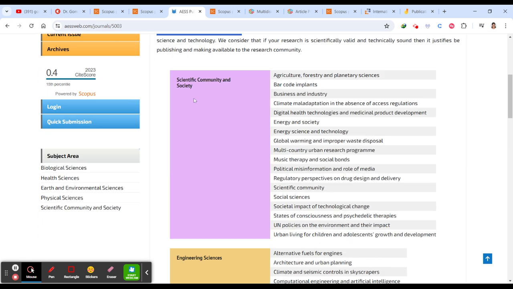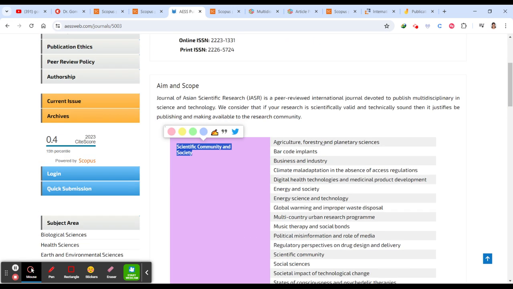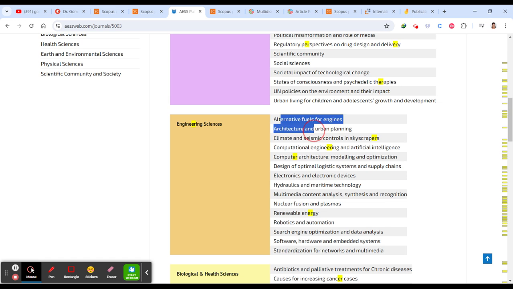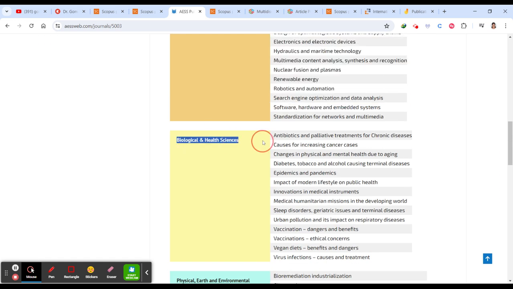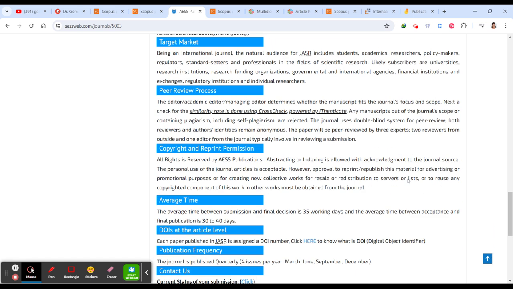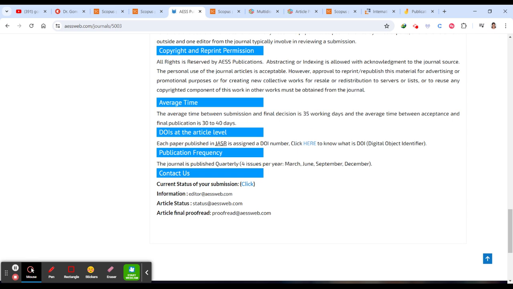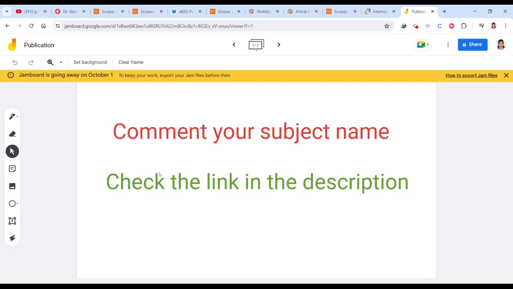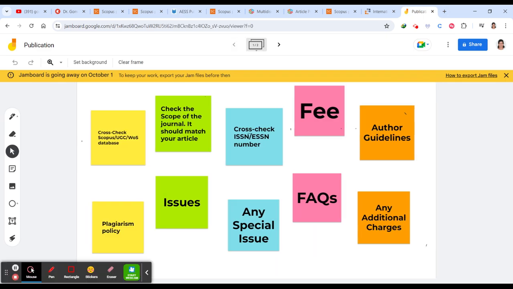The aim of the scope, here you can see, is scientific community and research society. Here you can see agriculture, biological sciences, engineering sciences. Of course, it covers a lot of engineering based topics, biological and health science, physical health, environment. All these things are covered in this particular journal. Let's scroll down to see more. What is the average time they are taking? The average time between submission and final decision is 35 working days. So you're getting an immediate response, and this journal is published quarterly, 4 issues. Great. These are the basic details which you should see in any journal.